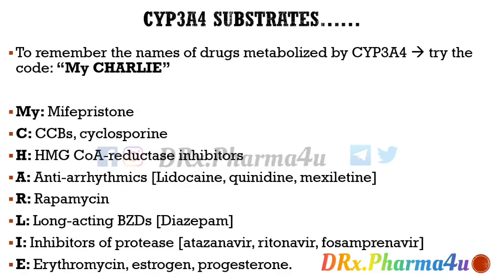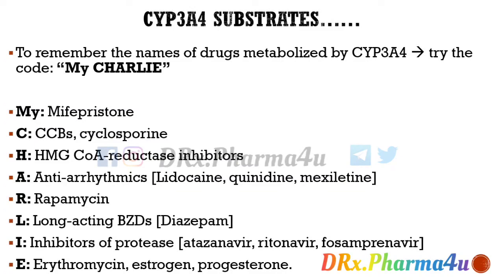To remember the names of drugs which are metabolized by CYP3A4, or which are substrates of CYP3A4, you can try the code MyCharlie. M stands for mifepristone. Mifepristone is a sex hormone antagonist, that is, it is an antagonist of the progesterone receptor. C stands for calcium channel blockers and cyclosporin. H stands for HMG-CoA reductase inhibitors, for example, statins: atorvastatin, rosuvastatin, pitavastatin, etc.